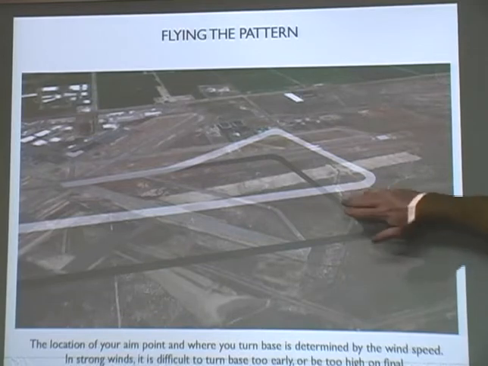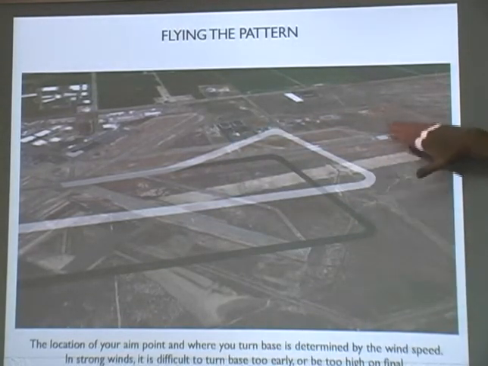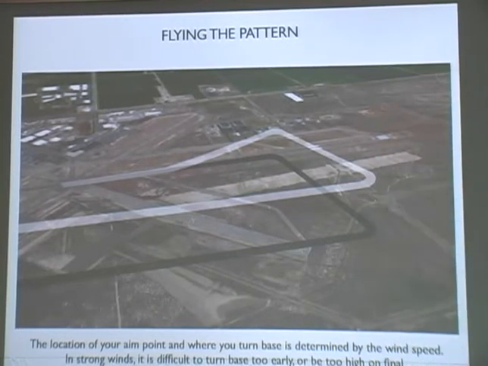When you turn base here, obviously you're going to be in a crab angle. If you do a 90-degree turn to base, then you're going to end up passing the runway if you have strong winds. And typically we only land on 1-6 in pretty strong winds.